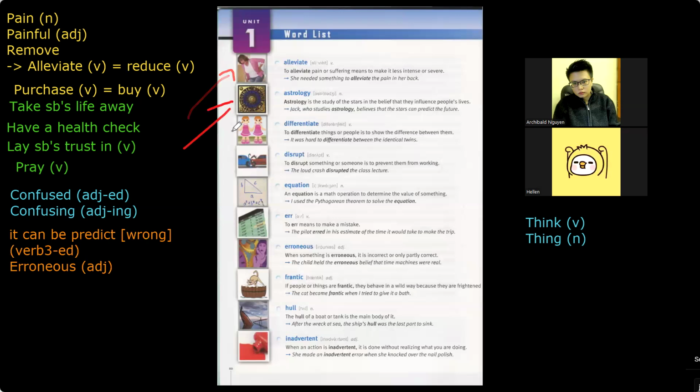Alleviate, astrology, differentiate, disrupt. Let's make a case together by just looking at this page. All right, so what are we going to do right now? We are going to make a case by using English and Vietnamese all together. Think and thing, please be careful with these two words. Think, the K sound, and thing, the ng sound, right? Thing, right? Okay, so here, astrology.